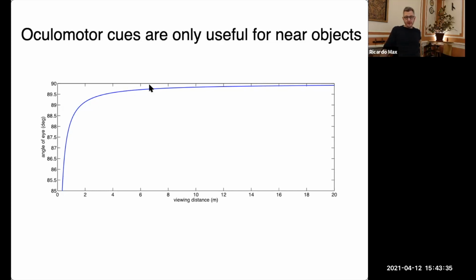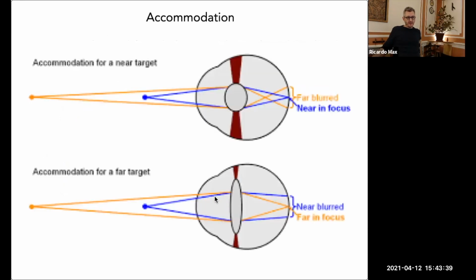The same for accommodation, okay? We can see here that at a certain point, there is no difference if you're looking across the street or 100 or 500 yards away. The lenses are relaxed and almost flat, and the eyes are parallel.